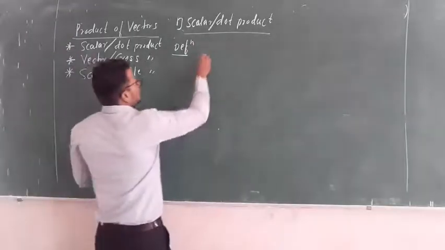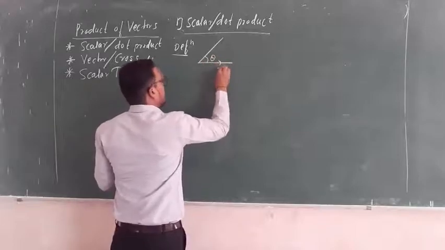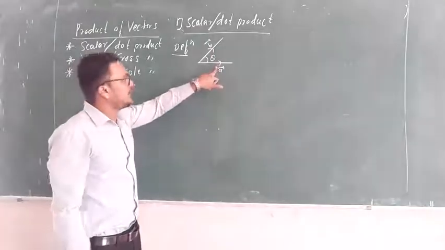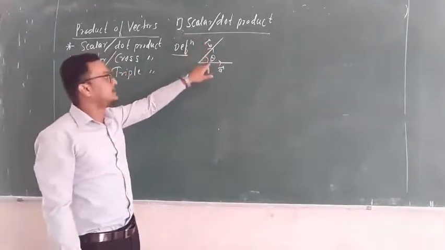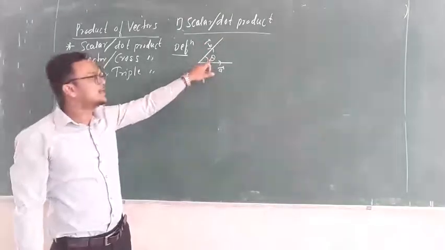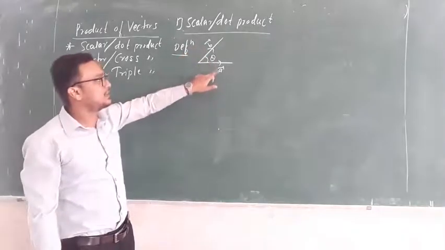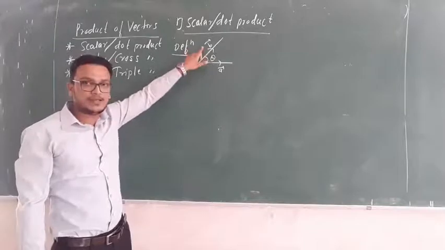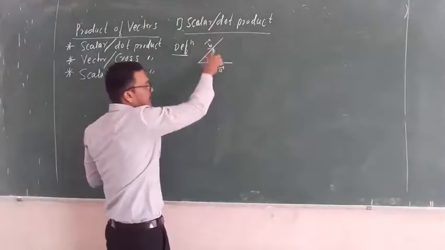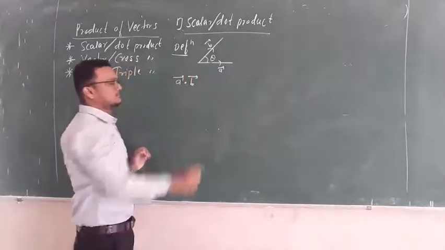Okay, so to define this, here I have just drawn the diagram. This is your vector A, this is your vector B, and theta is the angle. This angle theta is made by the vector A and vector B. Then the scalar or dot product of vector A and vector B is denoted by A dot B.